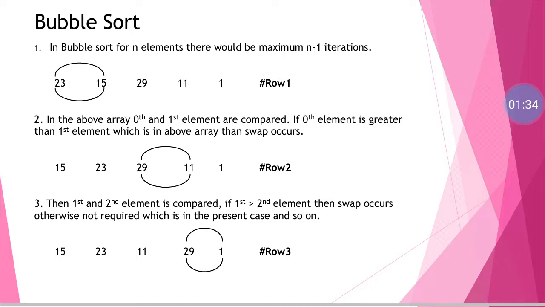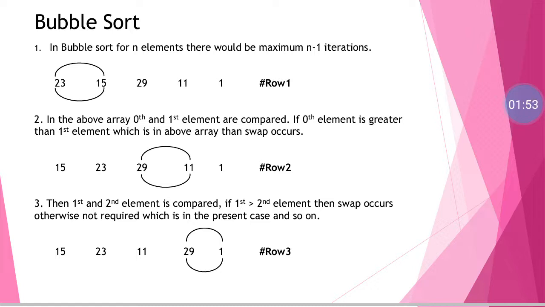These are all integers, and we all know an array is a collection of similar type of elements. So these 5 elements will be held in an array, and I hope you know an array starts with the 0th position. So 23 is at 0th position, 15 is at first position, 29 is at second position, and so on. So how does bubble sort work?